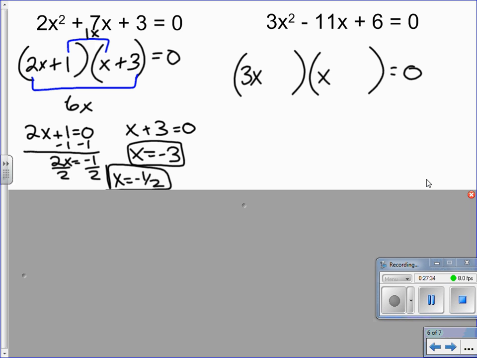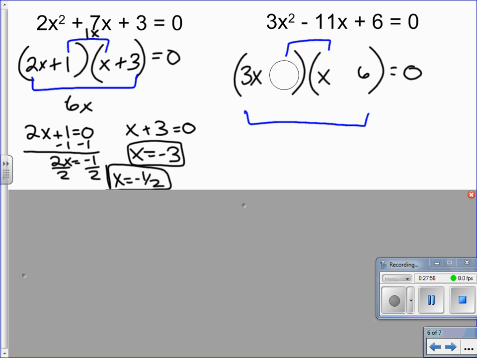I'm going to run through like how I guess and check. So I don't know what the right answer is. I'm going to try 1 and 6. My outside terms will be 18x. My inside term will be 1x. That will not get me 11x as a middle term. So that is not correct.